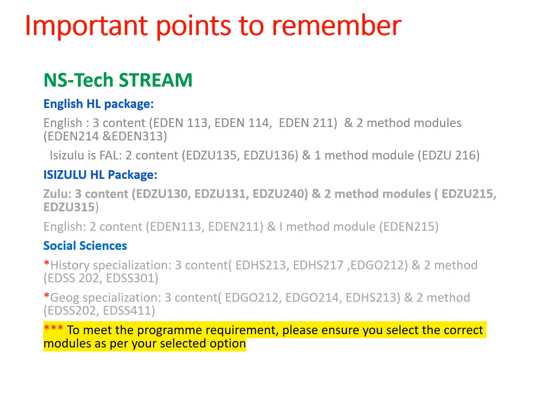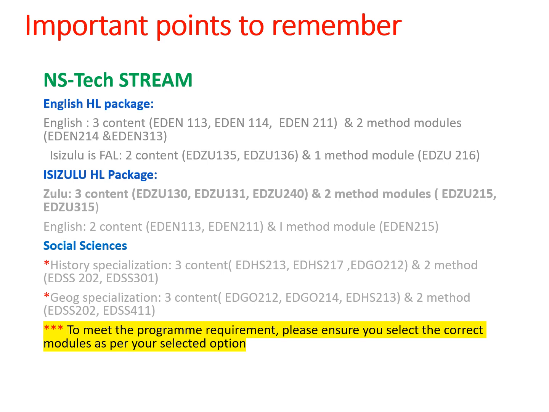So should you opt to do the natural science stream, it means that as part of your matric subjects, you have physical sciences and life sciences that you would have completed. Okay, so that would make you move to the NS Tech stream.